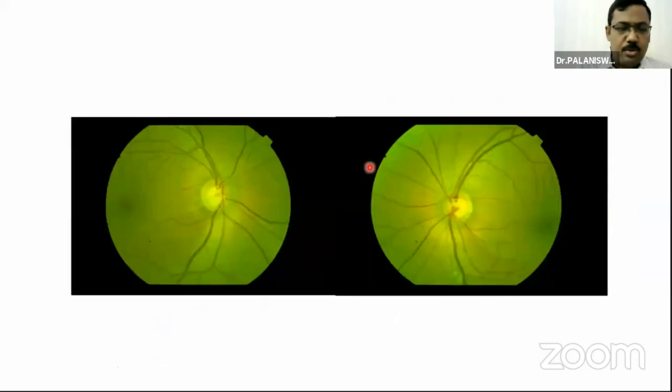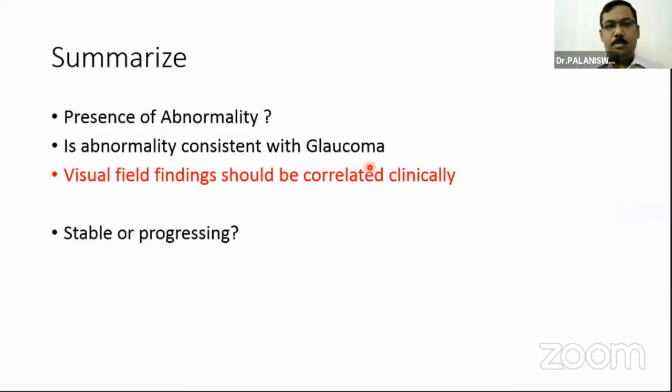So to summarize, when we are analyzing a field, the first thing we should figure out is, are we really seeing an abnormality? And if that abnormality is consistent with glaucoma. And if it is, then these findings have to be clinically correlated before we brand a patient as having findings consistent with glaucoma. And if they have, then further fields would only be necessary to know whether the defect is stable or progressing.